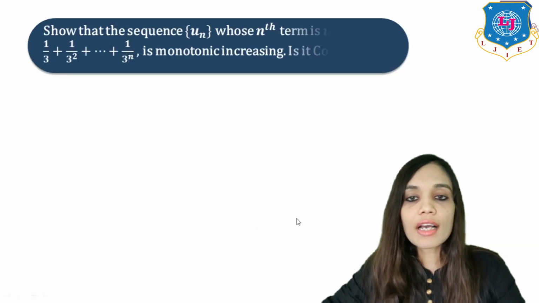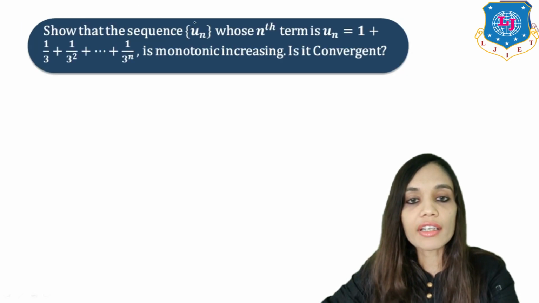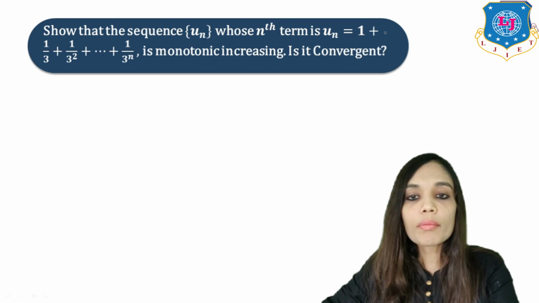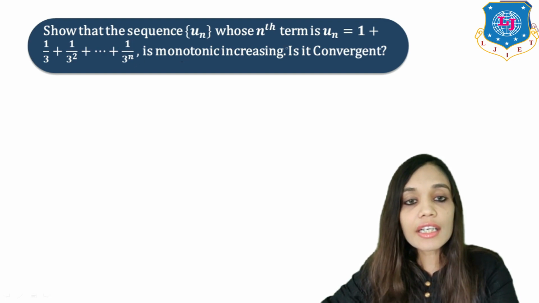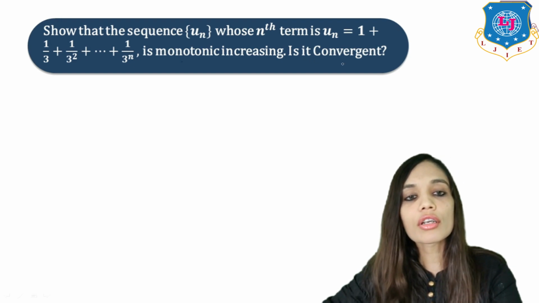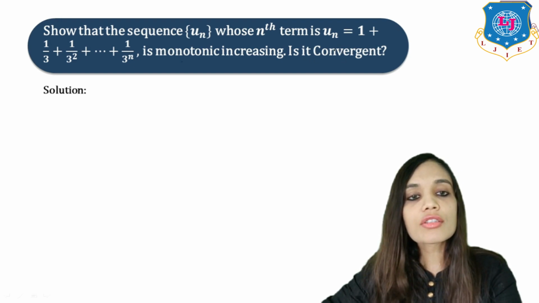Let's see one more example. Here we have to show that the sequence un whose nth term is un equal to 1 plus 1 upon 3 plus 1 upon 3 square plus and so on 1 upon 3 raised to n is increasing, and also we have to check whether it is convergent or not. So let us start the solution.